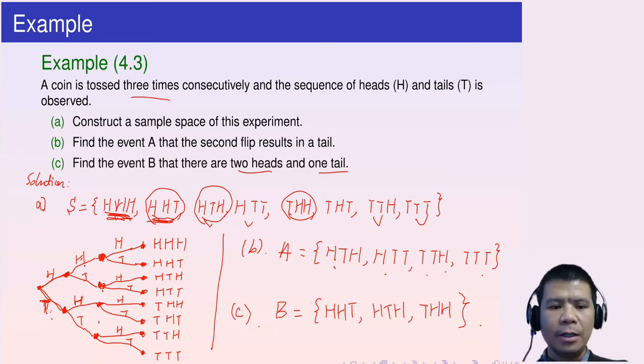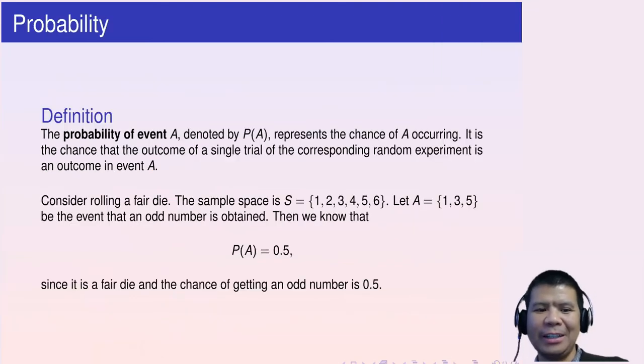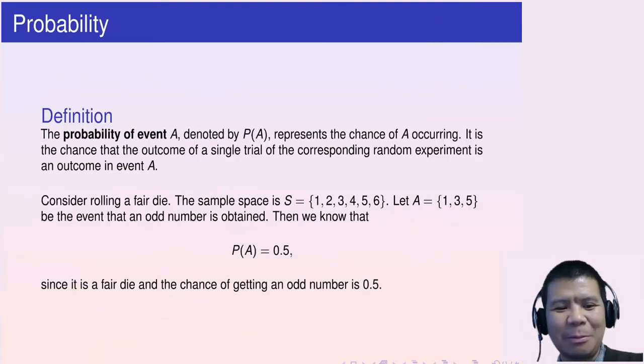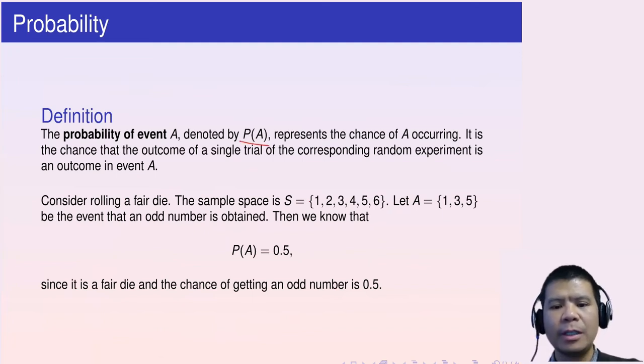Okay, now let's move on, talking about the probability. All right, so what is the probability? The probability of event A, denoted by P of A, represents the chance of A occurring. Now it is the chance that the outcome of a single trial of the corresponding random experiment is an outcome in event A.